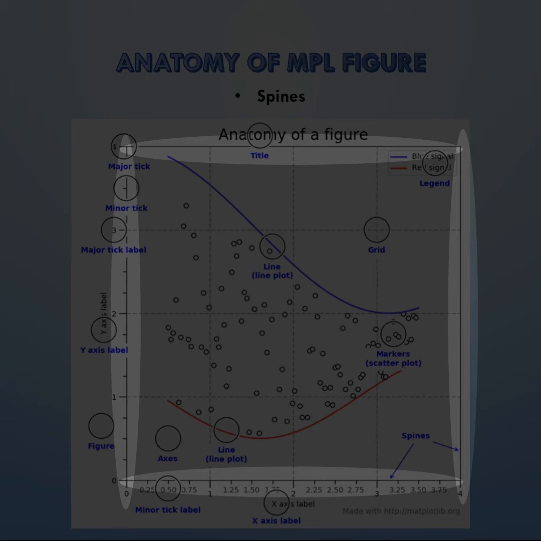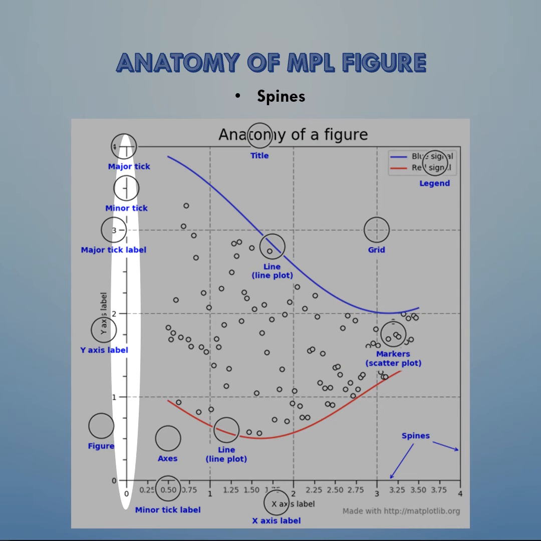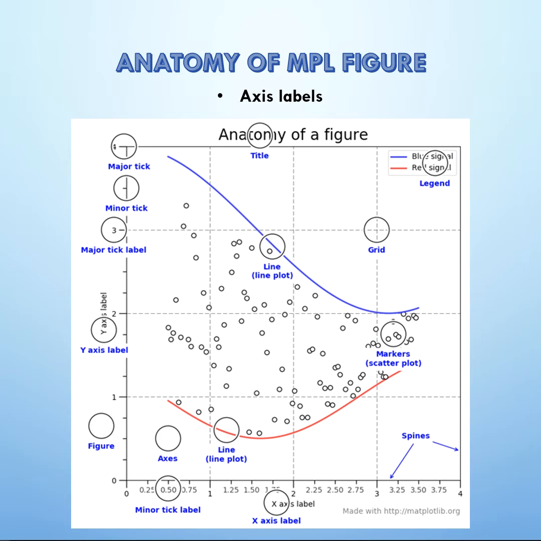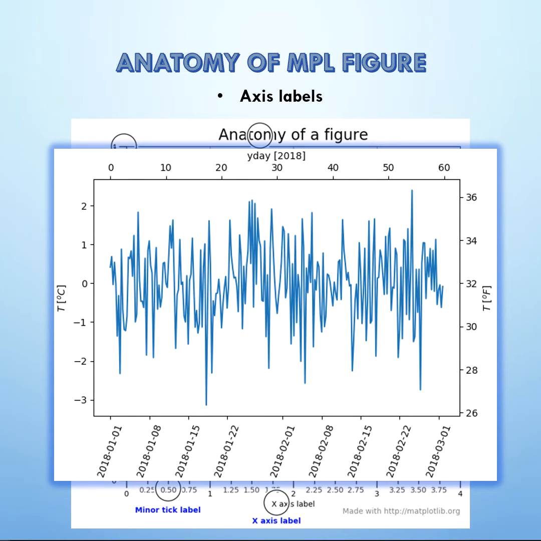Spines. Spines are the lines noting the boundaries of the drawing area. There are 4 spines for each axis: top, bottom, left, and right. Axis label. The axis labels are the labels given to the x and y axis. As we will see, you may have more than one x-axis and more than one y-axis. Here, the axis label will be mandatory to avoid confusing the audience.